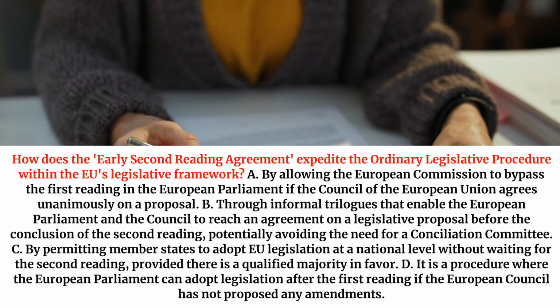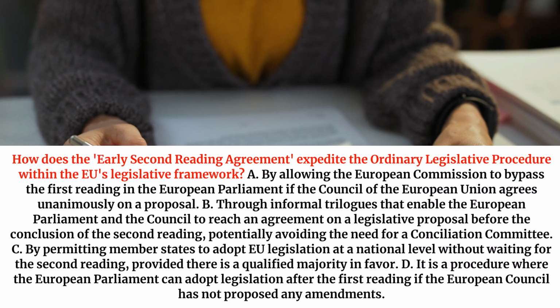How does the early second reading agreement expedite the ordinary legislative procedure within the EU's legislative framework? A. By allowing the European Commission to bypass the first reading in the European Parliament if the Council of the European Union agrees unanimously on a proposal.